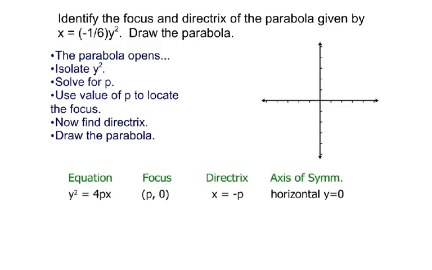Identify the focus and directrix of the parabola given by x equals negative 1/6 times y squared and draw the parabola. So first off, the parabola opens. Well, which way would this parabola open? It would open left because it's a y squared with a negative coefficient.